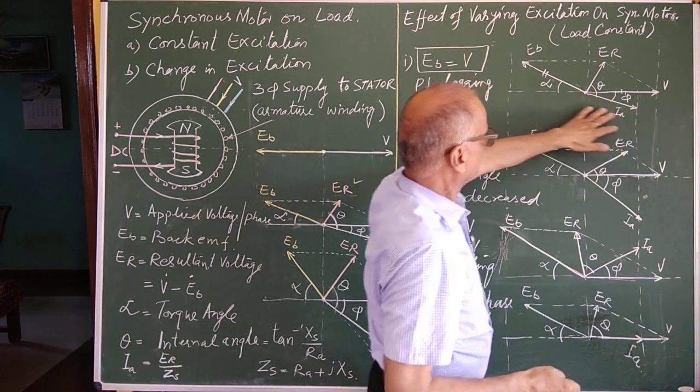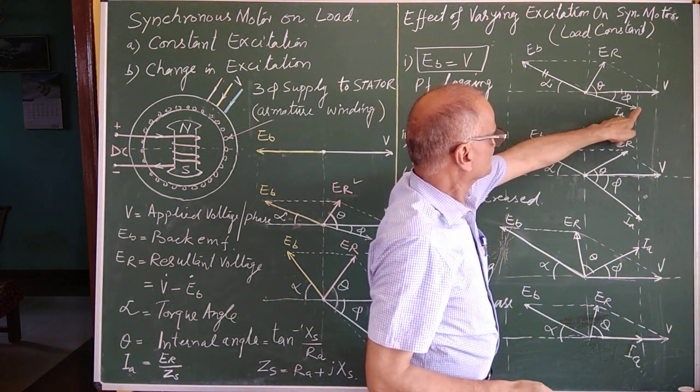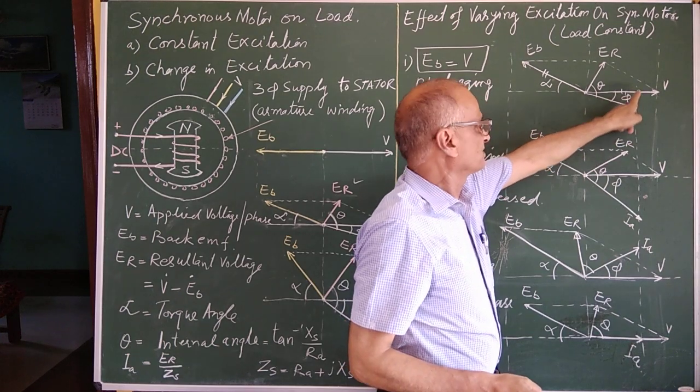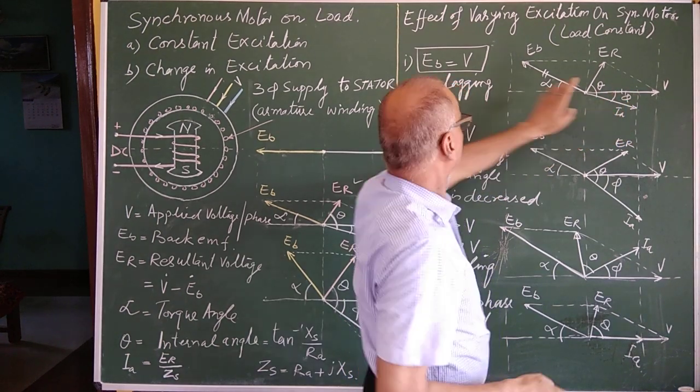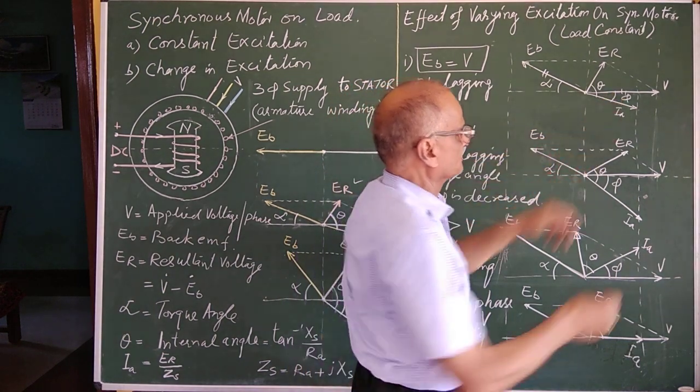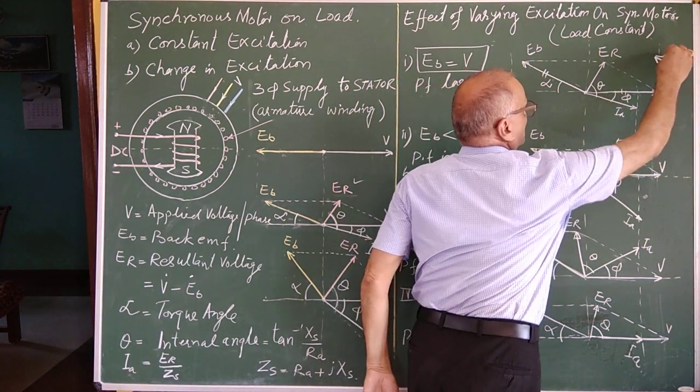So this diagram shows that this IA is lagging V by a small angle. So this power factor is lagging. Lead or lag is always in the anticlockwise direction.